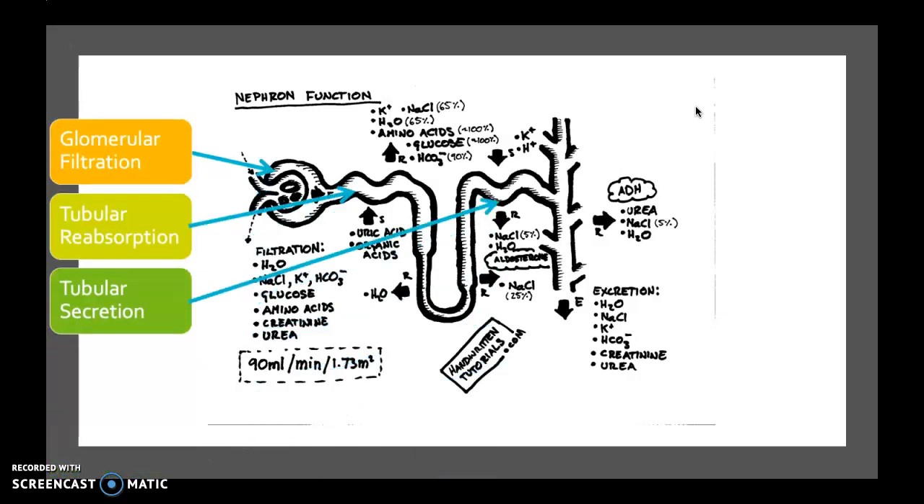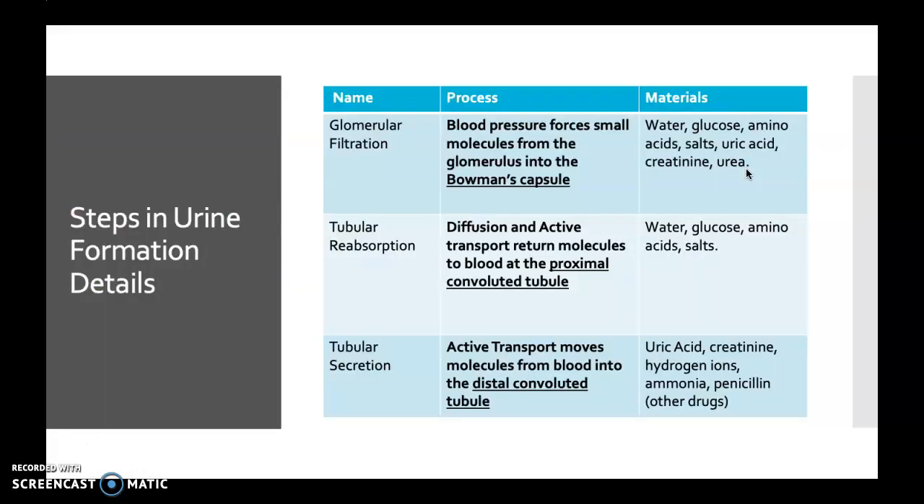So glomerular filtration happens in Bowman's capsule or the glomerulus. Tubular reabsorption happens in this portion, and tubular secretion happens in that portion of the nephron. So challenge yourself, see if you can remember what those are called. We'll go over them in a second, so just take a sec to challenge yourself. So glomerular filtration happens in the Bowman's capsule. I think I gave you that one. So blood pressure forces small molecules from the glomerulus into the Bowman's capsule, okay? So those small molecules are water, glucose, amino acids, salts, uric acid, creatine, and urea.